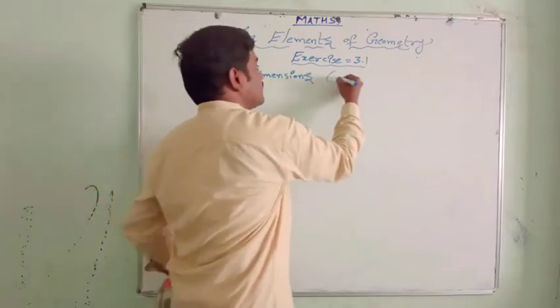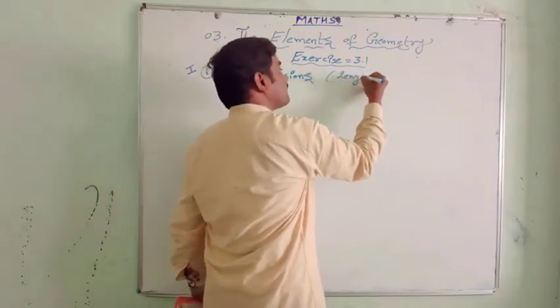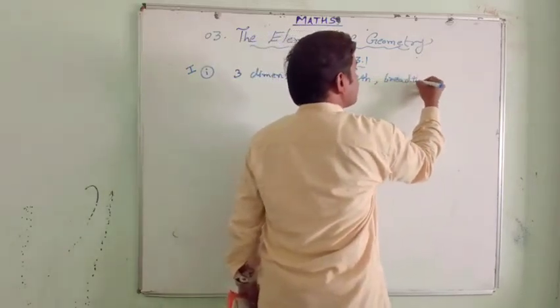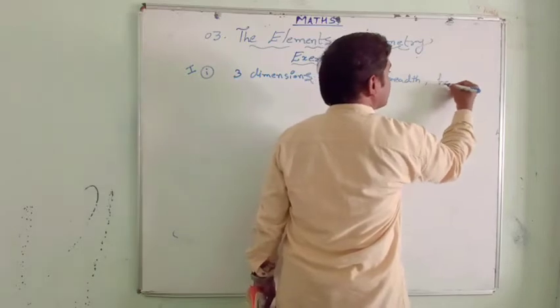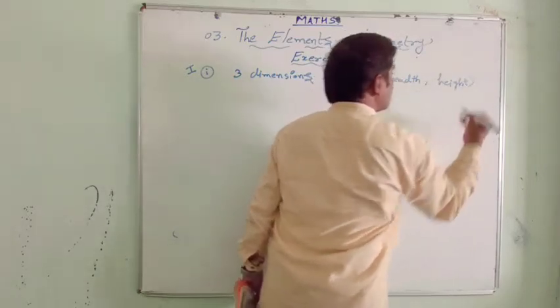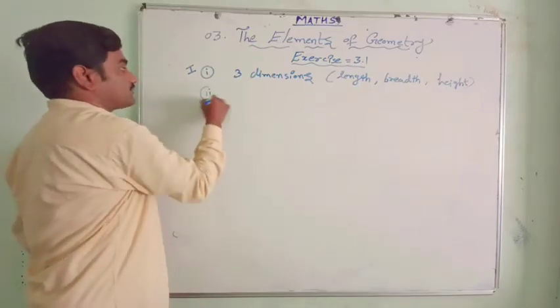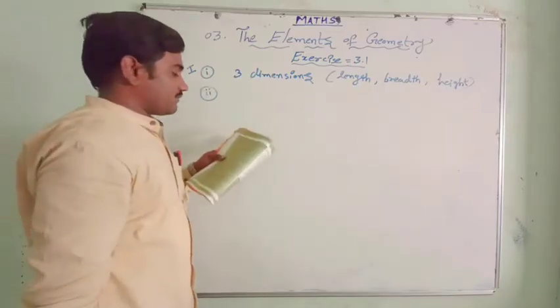What are they? Can you tell? Yes, length, breadth, and height. A solid has 3 dimensions, that is length, breadth, and height. And see the second one.